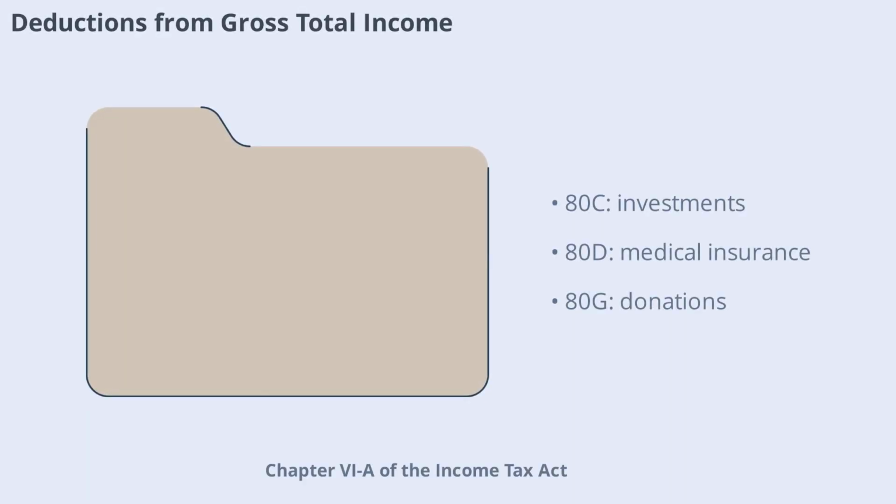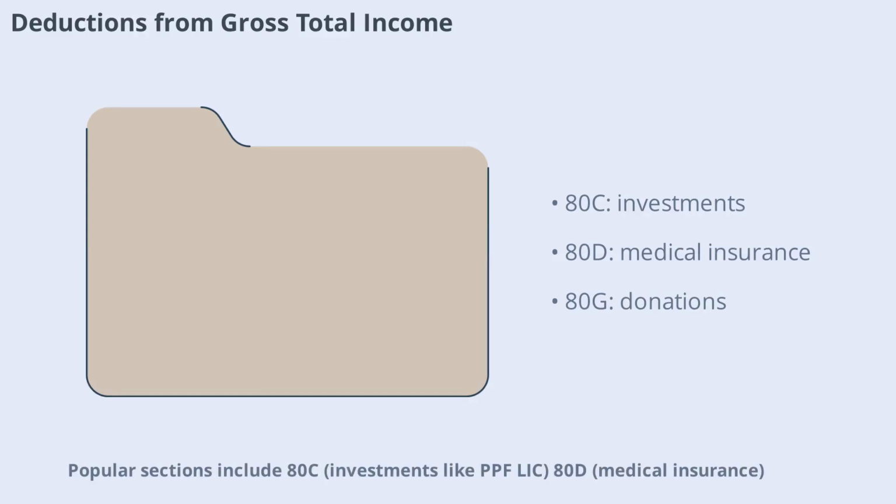Chapter VIA of the Income Tax Act allows for various deductions from gross total income. Popular sections include 80C, investments like PPF and LIC, 80D, medical insurance, and 80G, donations. These deductions reduce your taxable income, making tax planning more effective and rewarding.